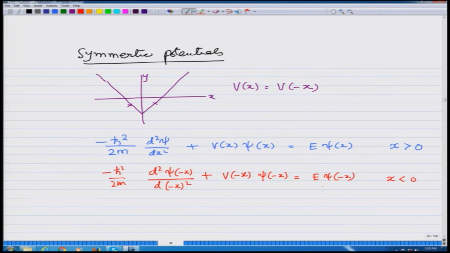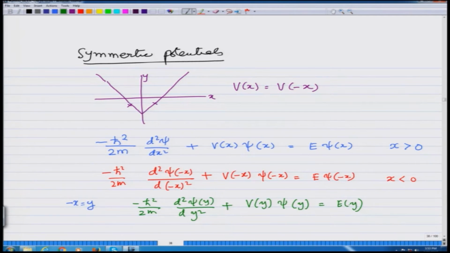Now, keep in mind that minus x square is same as x square. Substitute minus x equals y, then the equation becomes minus h cross square over 2 m d2 psi y over dy square plus V y psi y equals E psi y. So, this is basically going back and forth.